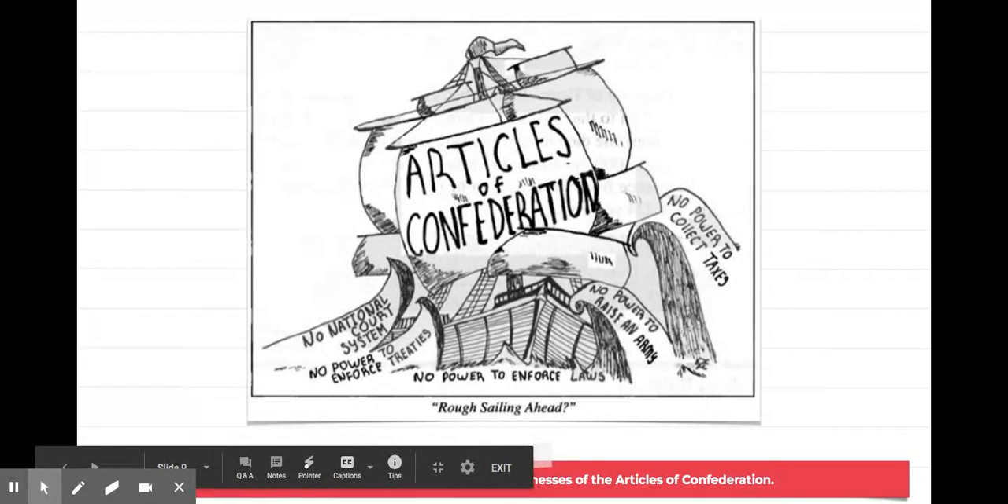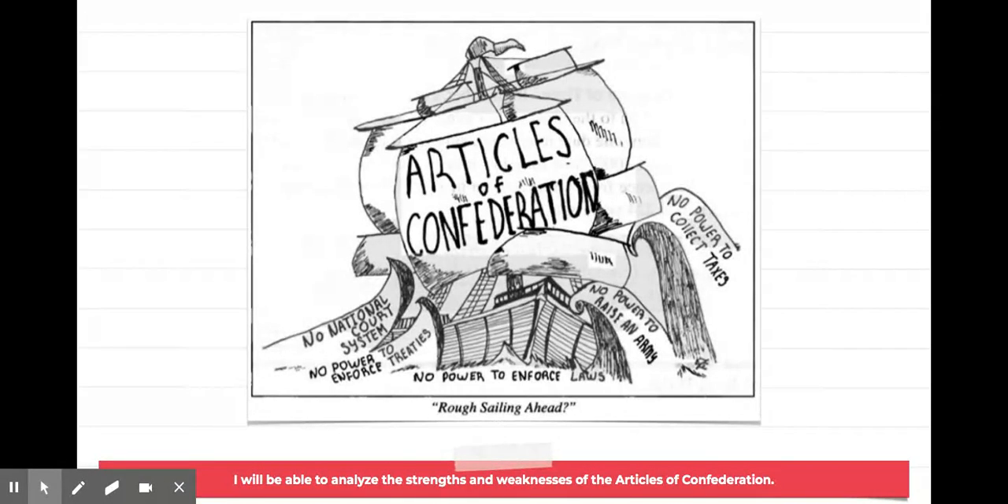So there are lots of problems with the Articles of Confederation. There were some good things in their minds, that the states had a lot of power to do what they wanted to do, but the weaknesses became a problem, and you will see that as we go forward.